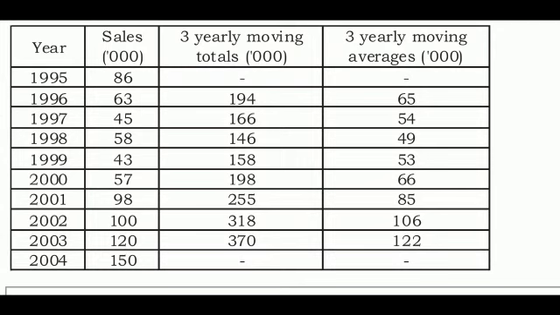198 divided by 3, you get 66. 255 divided by 3, you get 85. 318 divided by 3, you get 106. 370 divided by 3, you get 122. So this is an example on 3 yearly moving averages.